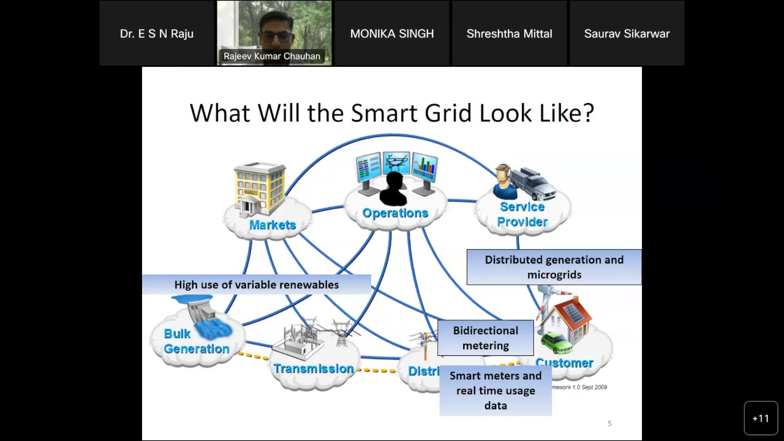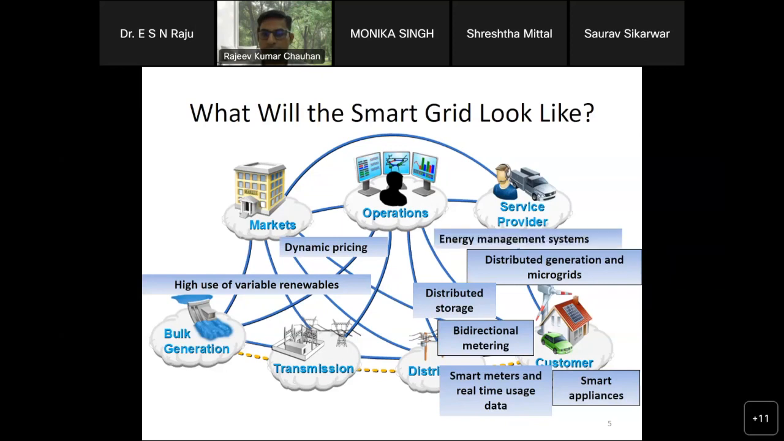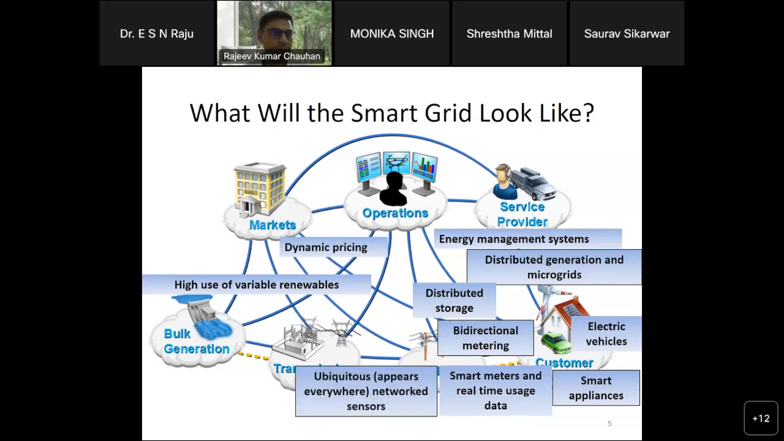When we integrate DGs or microgrids, we will have bidirectional power flow between the grid and the microgrids. In that case, we need to include bidirectional metering like net metering. We will also have distributed energy storage, more smart appliances which will work based on IoT applications, the energy management system, more integration of electric vehicles, and many sensors which will provide measurements of all the power system variables.